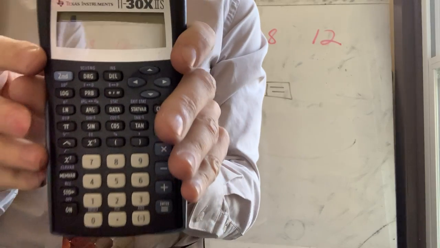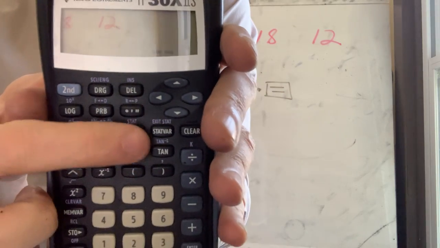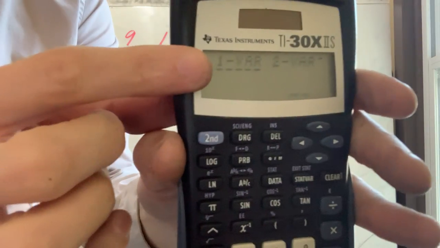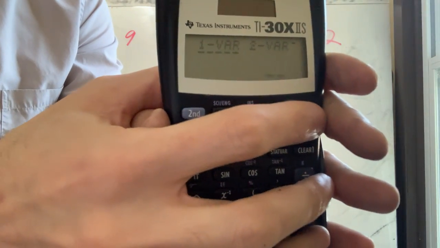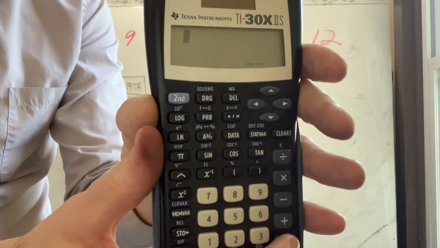Here's your calculator. Sorry about the reflection again. So, second, and then data to engage statistics. We're going to come back for this actually. Let me see if that's visible. If you go to the end of the menu, clear data just to be on the safe side, and it should be fine.